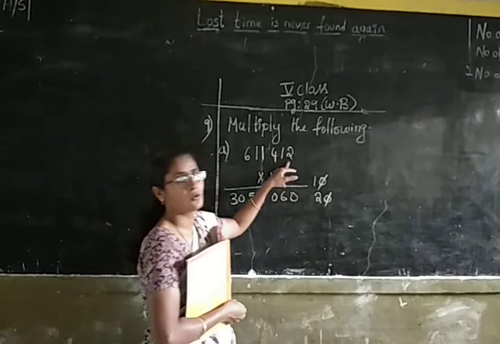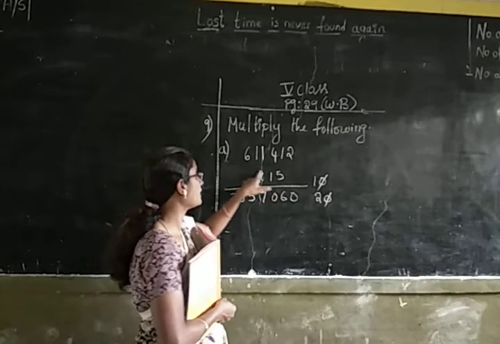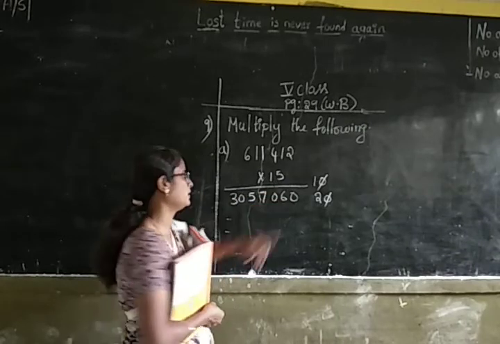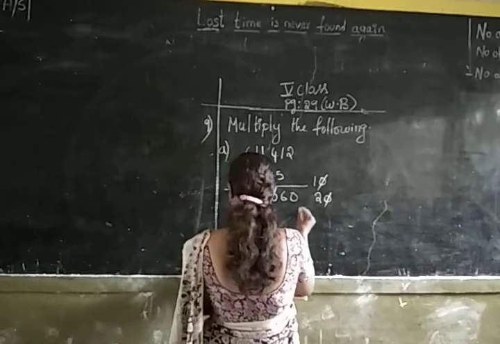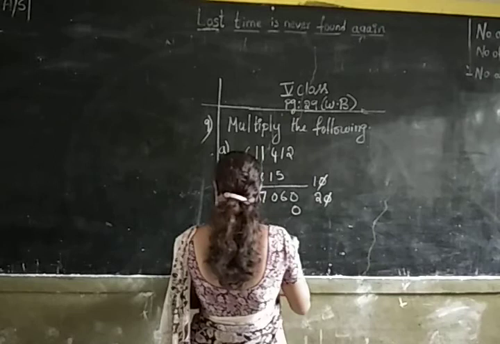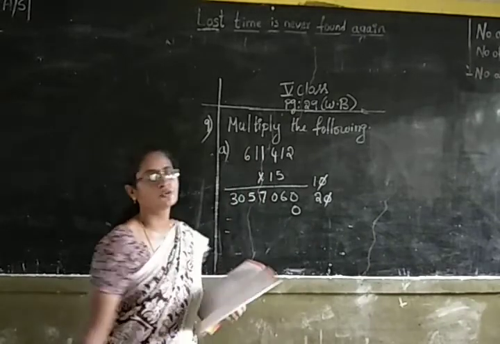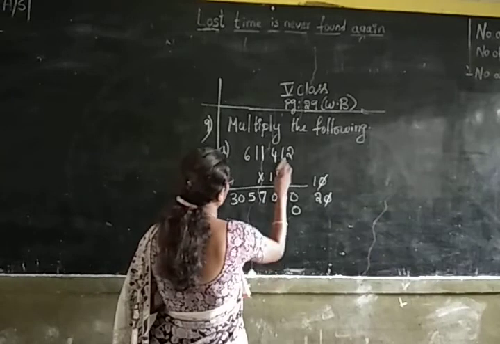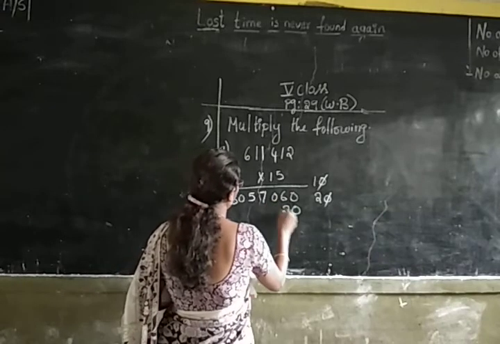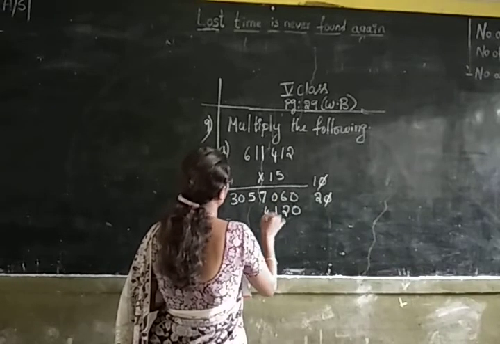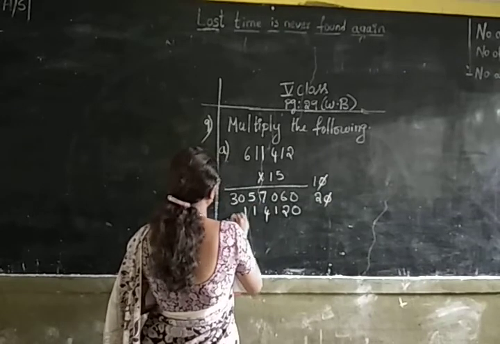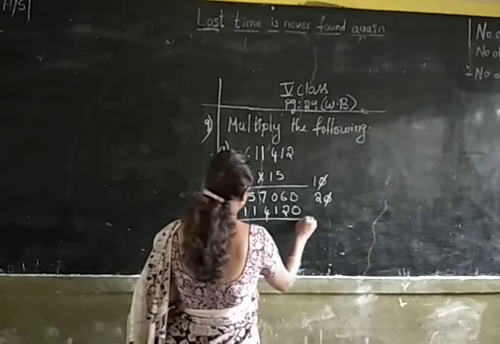After multiplying the whole number with 5, you have to multiply the whole number with 1. Here, 1 is in 10's place. So, you have to put 0 in 1's place. Now, let us multiply the whole number with 1. 1 two is 2. 1 one is 1. 1 four is 4. 1 one is 1. 1 one is 1. 1 six is 6.